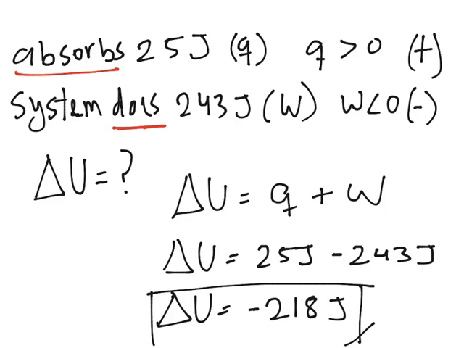So the trickiest part of this problem is just knowing or determining the sign of each of the values that were given to you. So knowing if the heat is positive or negative, or if the work is positive or negative. Well, if you're able to determine that, obtaining the change in internal energy should be pretty easy. Just be sure to keep in mind the factors I gave you.